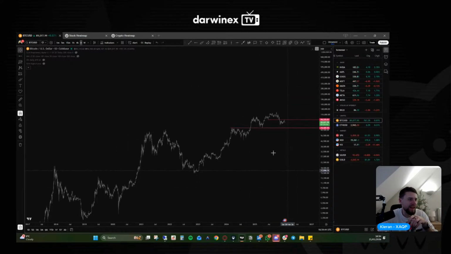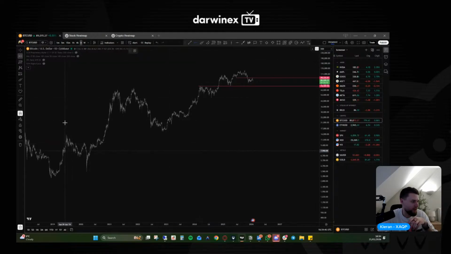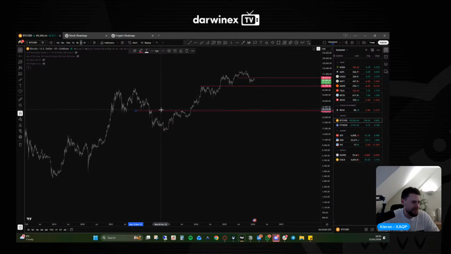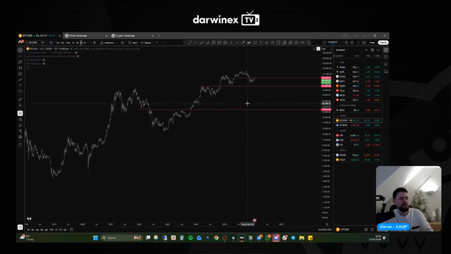Quantum Ghost, 30k dip. Rapalas, what a nasty prediction. Where's 30k? Down here. I mean, that is a stunning level. If there's ever a level to get long off, it's that level there. That is a stunning level.